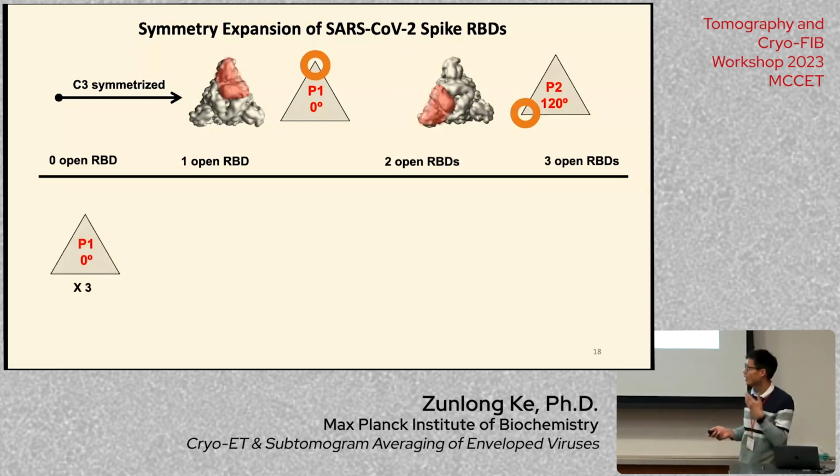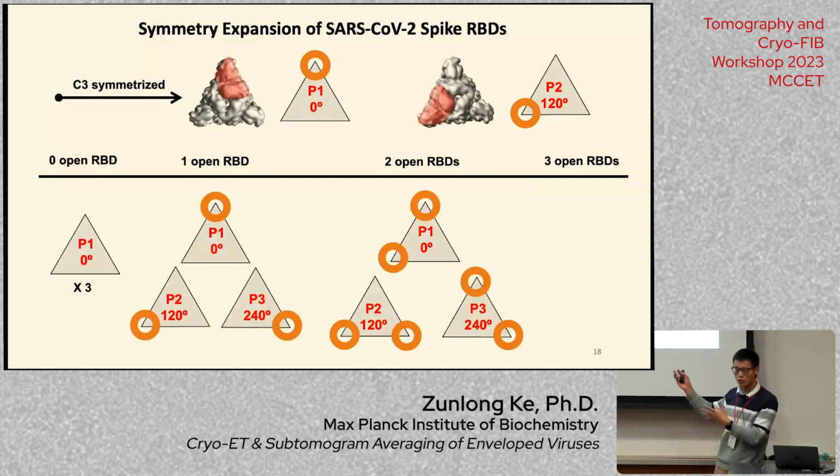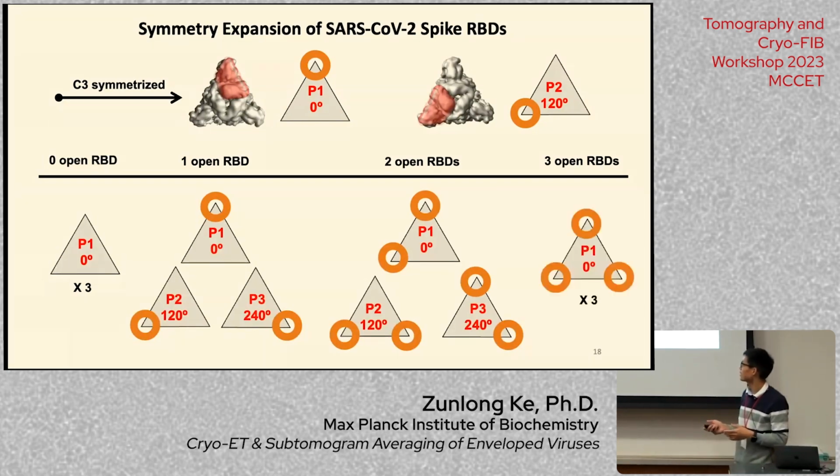And you can imagine if a spike has no receptor binding domain, it doesn't matter how much you rotate it, 120 or 240, it will be the same, right? But if you have one that's open, it will be at different locations. And when you have two open, that will also be at different locations. And the three, again, is going to be the same.